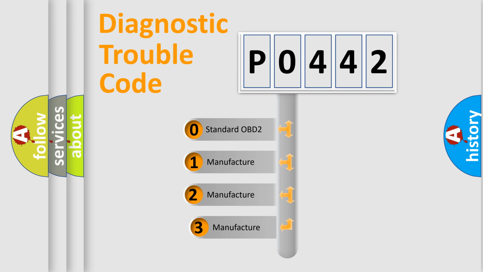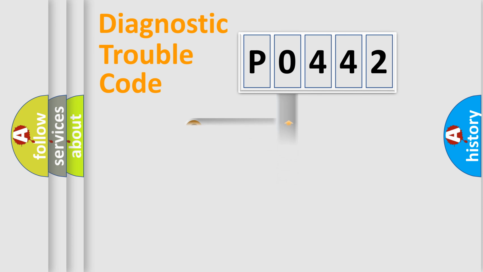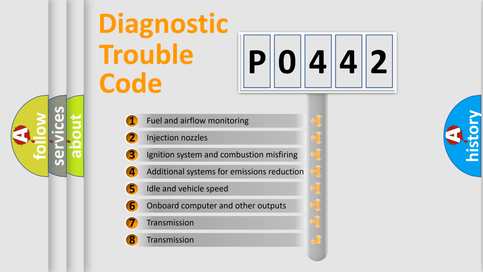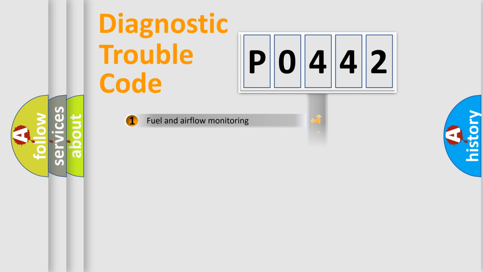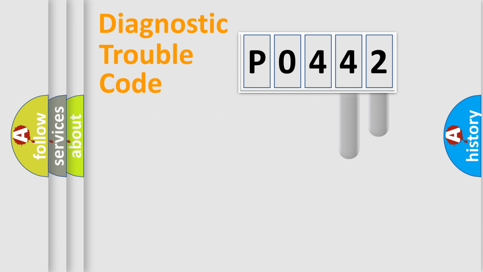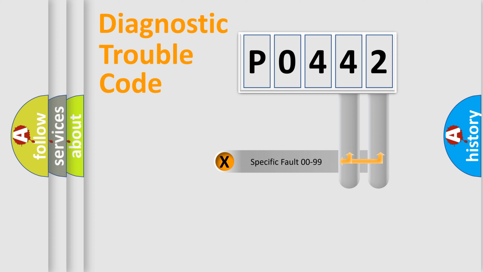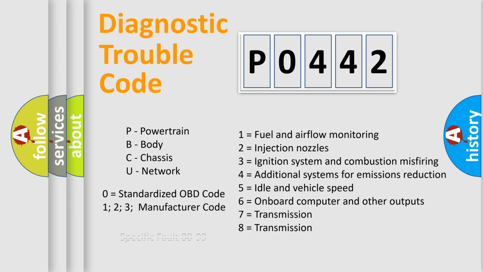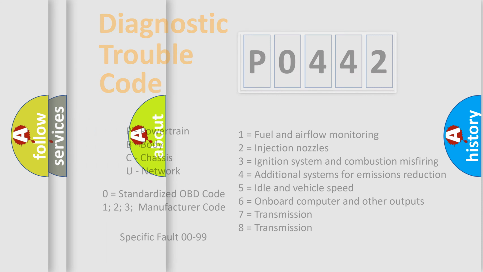If the second character is expressed as 0, it is a standardized error. In the case of numbers 1, 2, 3, it is a more prestigious expression of a car-specific error. The third character specifies a subset of errors. The distribution shown is valid only for the standardized DTC code. Only the last two characters define the specific fault of the group. Let's not forget that such a division is valid only if the second character of the code is expressed by the number 0.